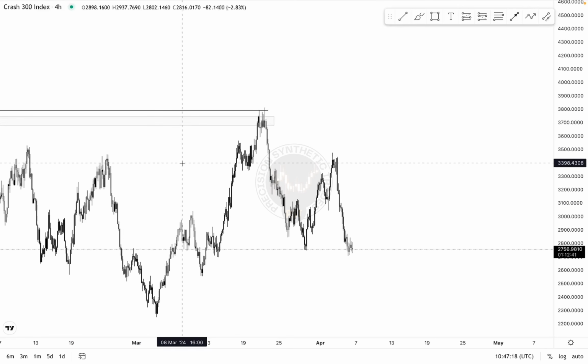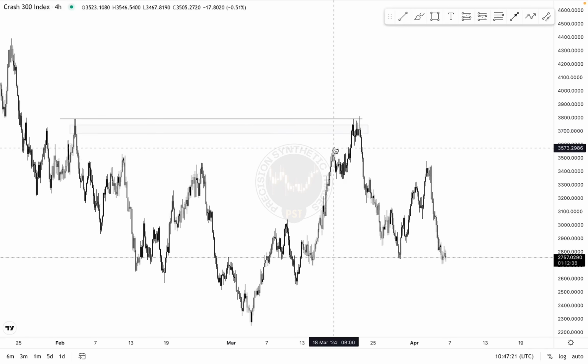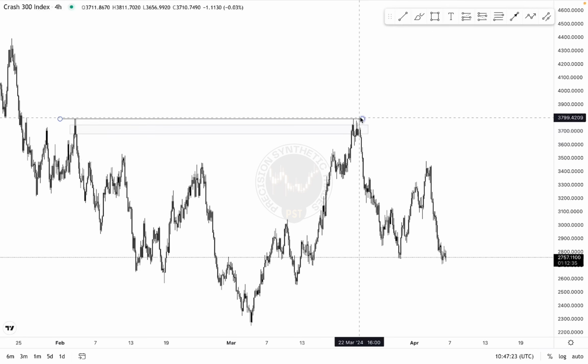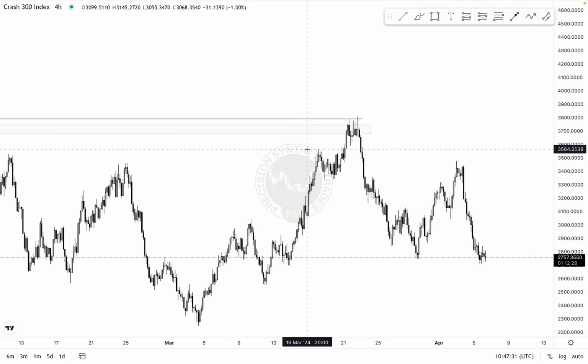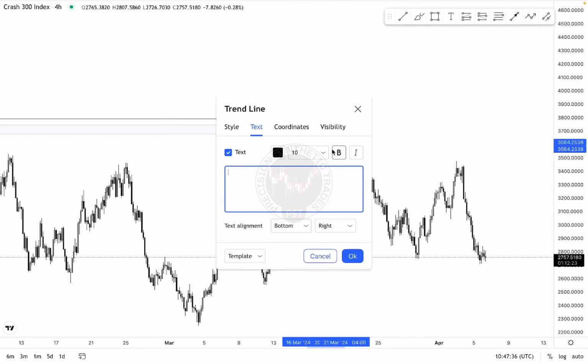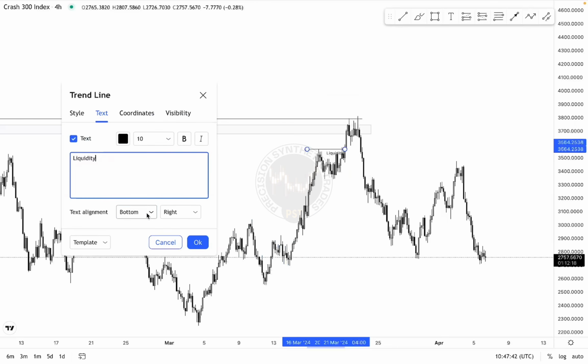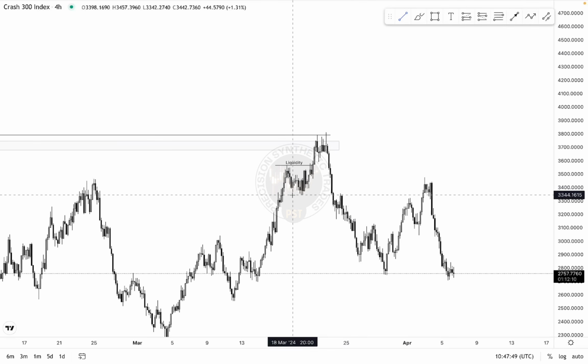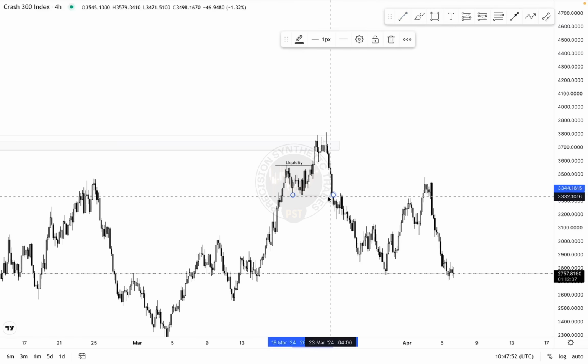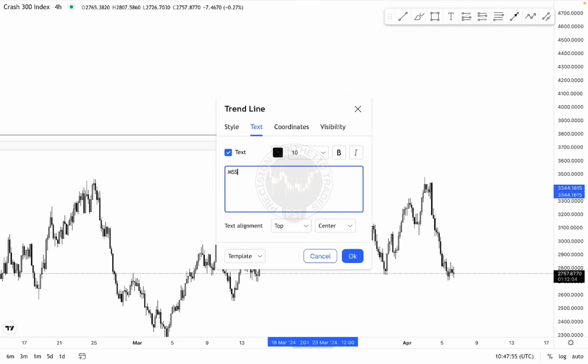So price took out the liquidity. We broke that high, stop hunts there, and price made a huge move down. What happened when we took out that high there? We created the last level of liquidity right here. We took the liquidity. What's the next thing that happened? We broke our market structure shift. We had a market structure shift.